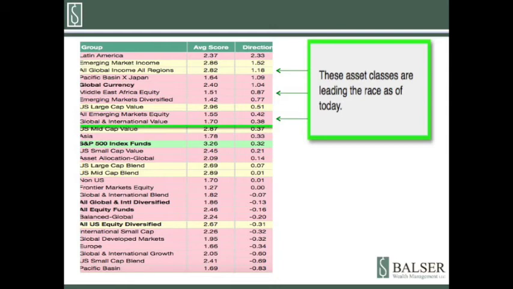What you're seeing here is some strong direction. We've got some Latin America, some global incomes of all regions, the Pacific Basin minus Japan, global currencies, the start of the move. The Middle East is really starting to move, especially the African equity. The number one performing fund this year is actually Egypt, which is very, very surprising. You still have U.S. large cap value in there. These are the asset classes that are leading the race as of today, but I'm looking for a little bit more confirmation going forward.